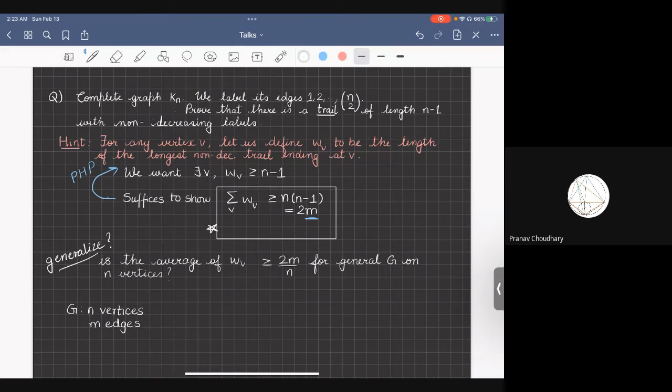The longest non-decreasing trail, where we label the edges from 1 to n choose 2, and I'm asking whether it is true that the summation of W_V as V ranges among the vertices of G is at least 2m. Is this true? Because if this is true, then we're done, right? Because for a complete graph, we have n choose 2 edges, so we're done.